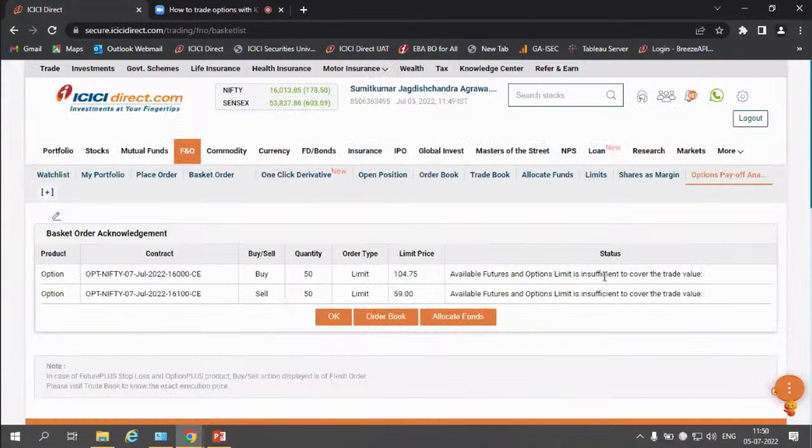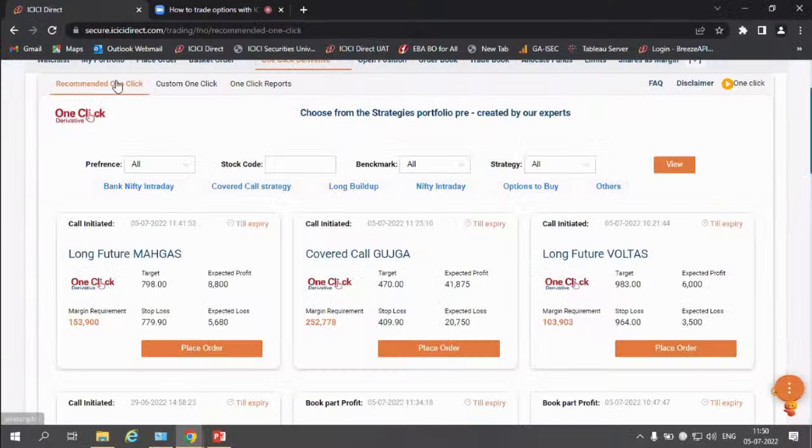At the moment, I don't have sufficient funds in my account, so it is telling me that it is insufficient. So that's it basically. In the meantime, if I've got any other question, can you please explain the custom one-click derivatives, because I didn't understand the purpose of it? Okay, so the one-click derivatives, you have recommended ones and the custom one.